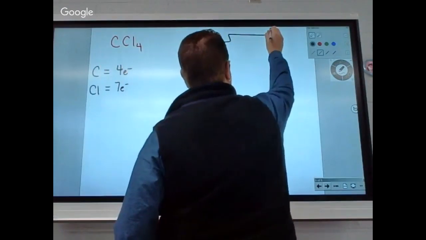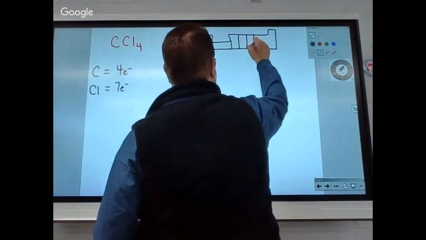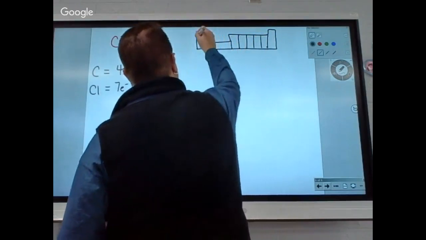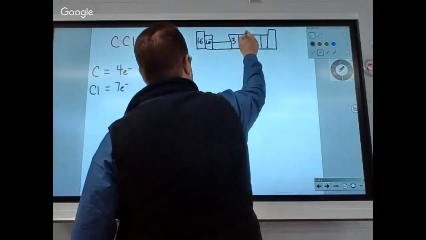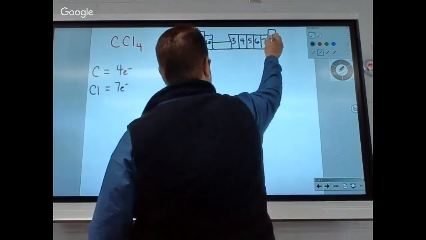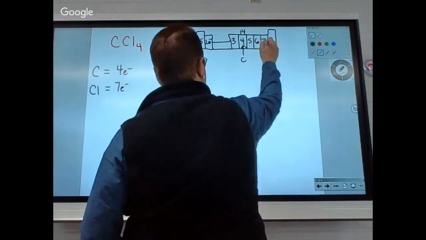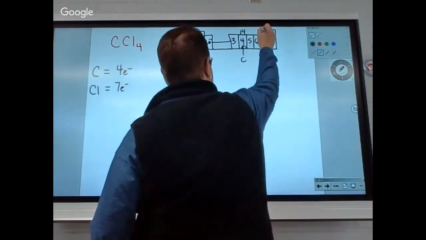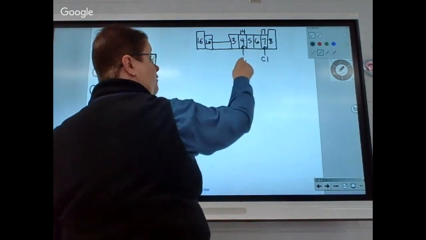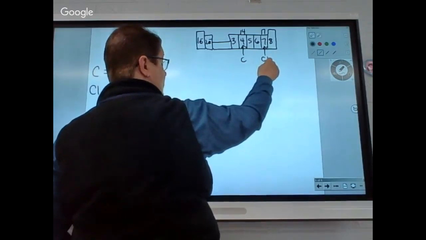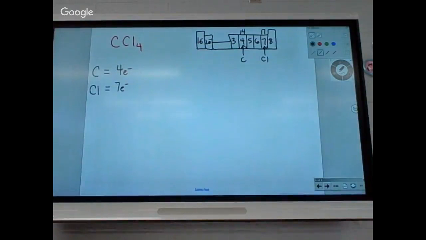Since some of you are shy and will not say, "Well, I don't know where that number came from," let's look at the groups: 1, 2, 3, 4, 5, 6, 7, 8. Carbon is in group 14. Chlorine is in group 17. If I'm in group 14, how many outer shell electrons do I have? 4. If I'm in group 17, how many outer shell electrons do I have? 7. Does everybody see where we got those electrons?